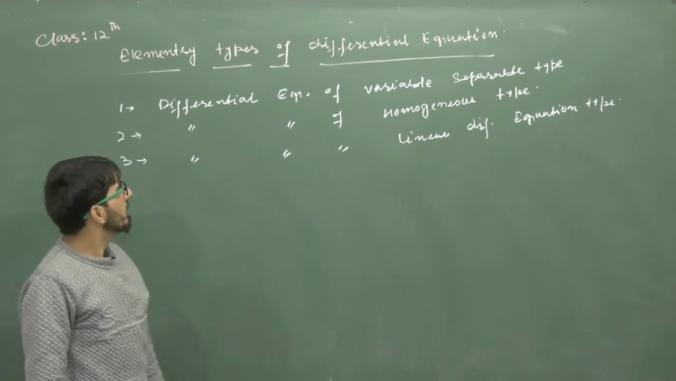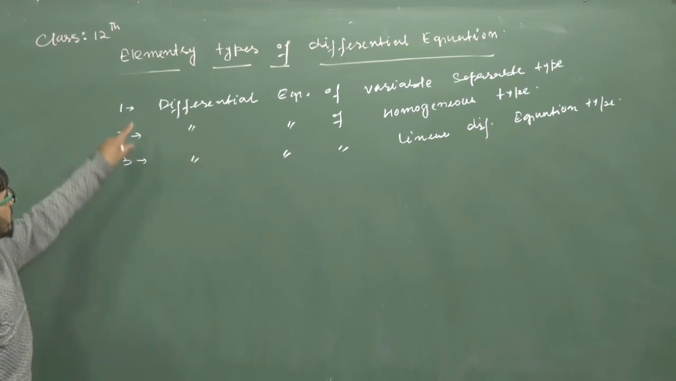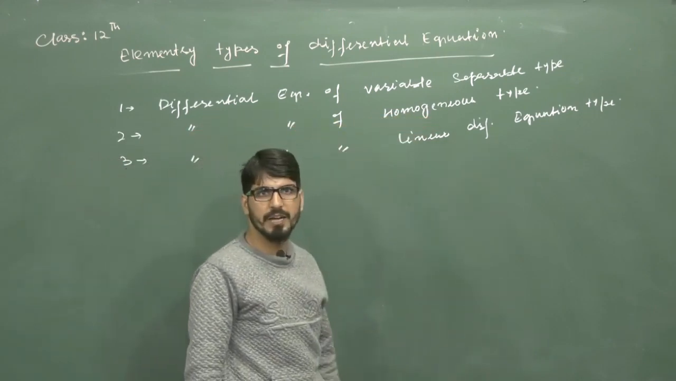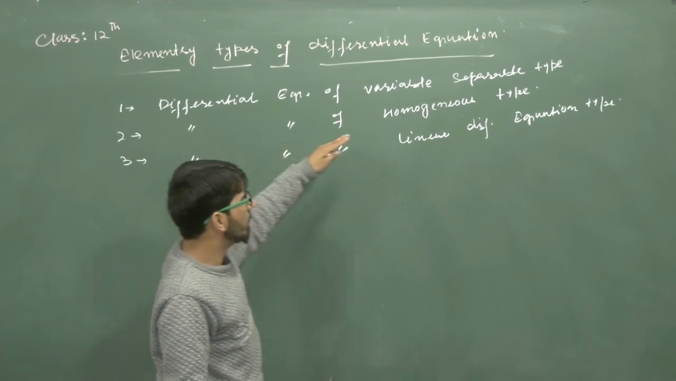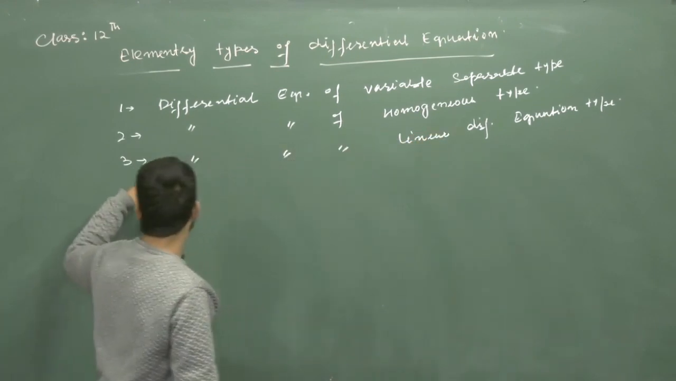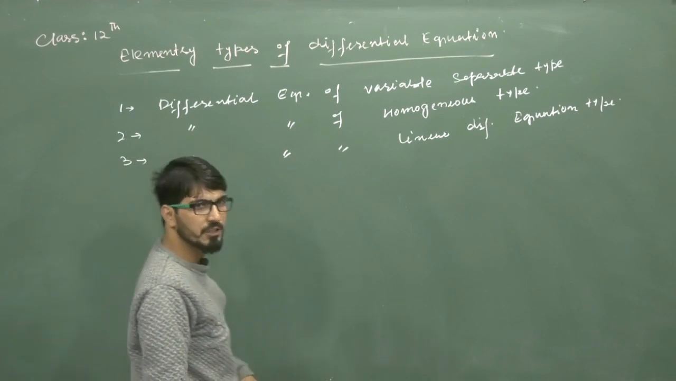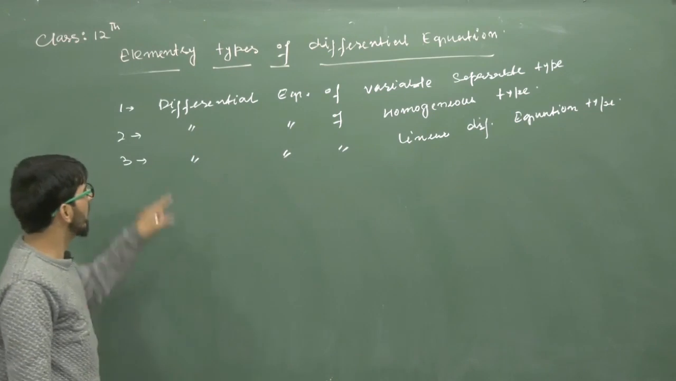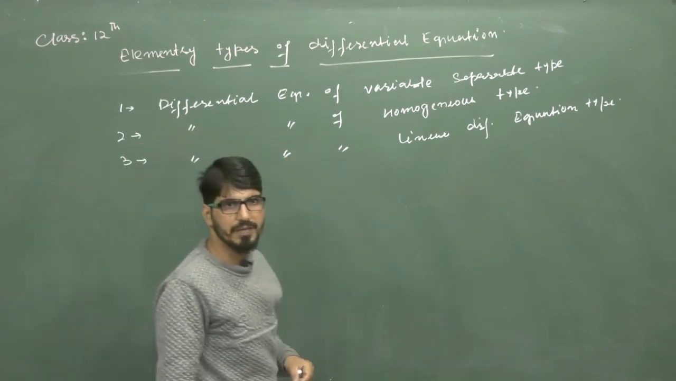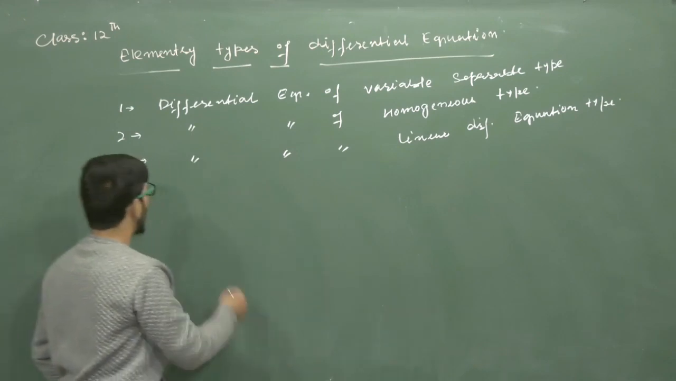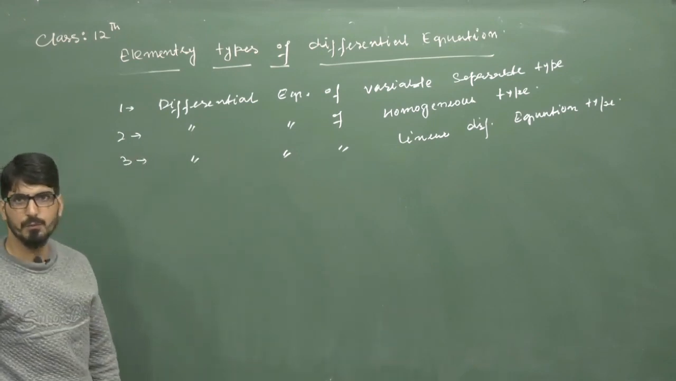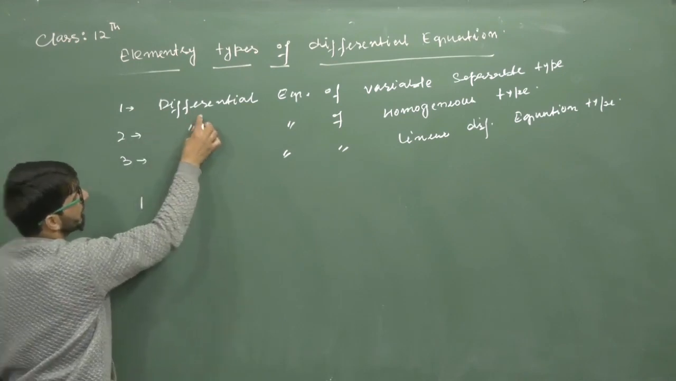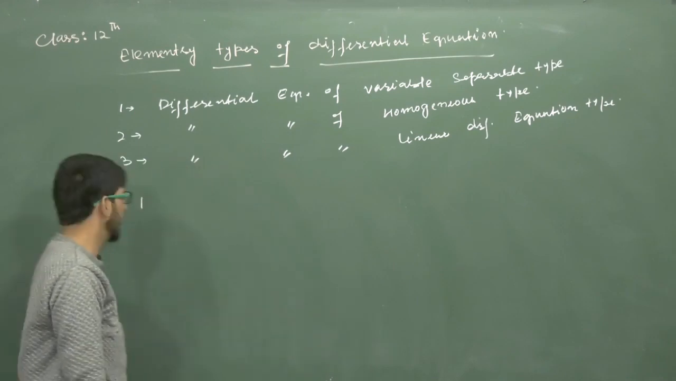So in this chapter we will discuss these three methods, that is differential equation of variable separable type, differential equation of homogeneous type, and the third one, that is the differential equation of linear equation type. Now let's do differential equation of variable separable type. So what is a differential equation of variable separable type?